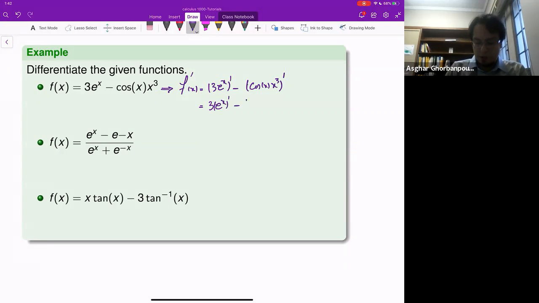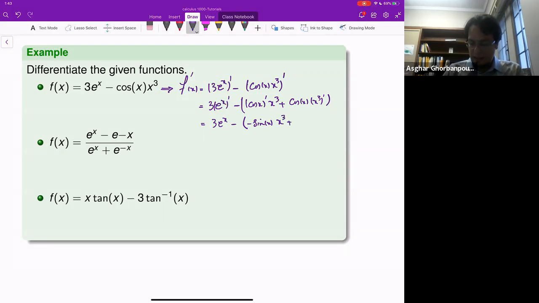This is the product rule. So the derivative of cosine x times x cubed, plus cosine x, the first one itself, times the derivative of the second. E to the power x, the derivative is e to the power x, minus the derivative of cosine x, which is minus sine x. That's another of the basic differentiation rules that you learn in week 4.